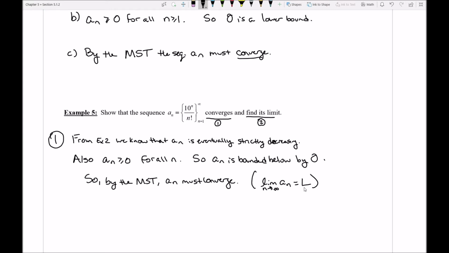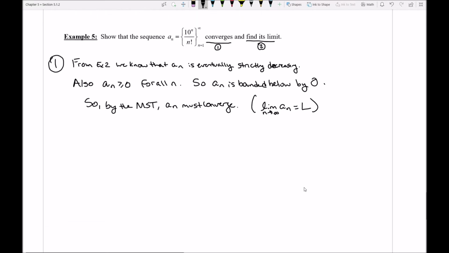Let's see if we can find what that value of L is. So here's what I'm going to do. Let's note the following. a sub n plus 1 is going to be equal to 10 to the n plus 1 over n plus 1 factorial. Right? That's what happens if I replace all my n's with n plus 1's.